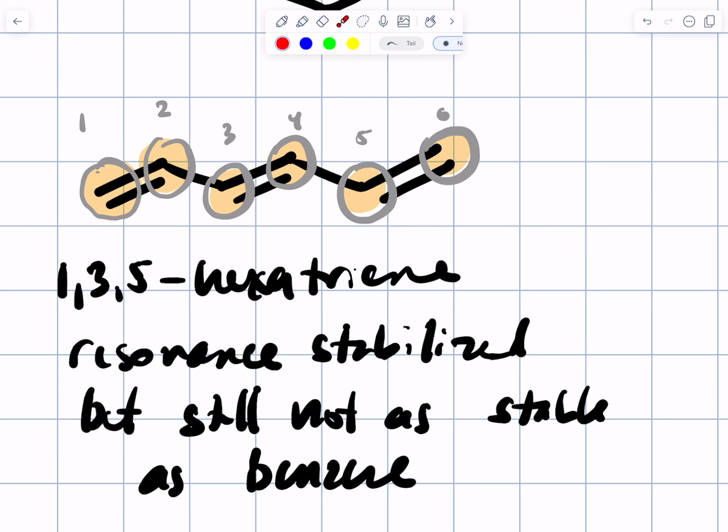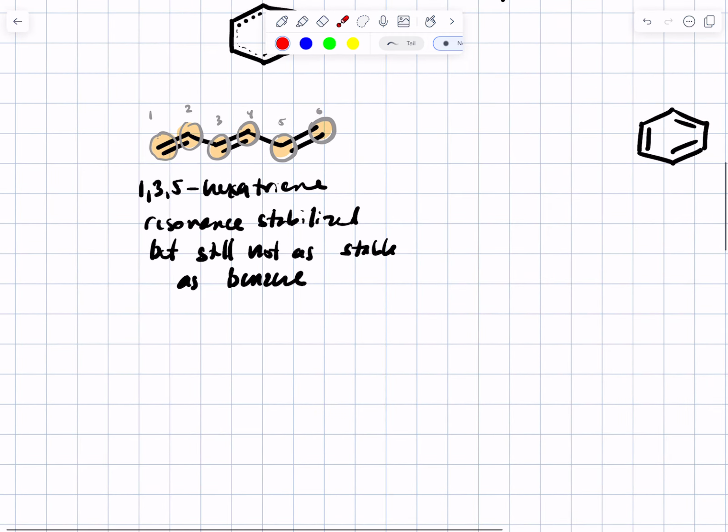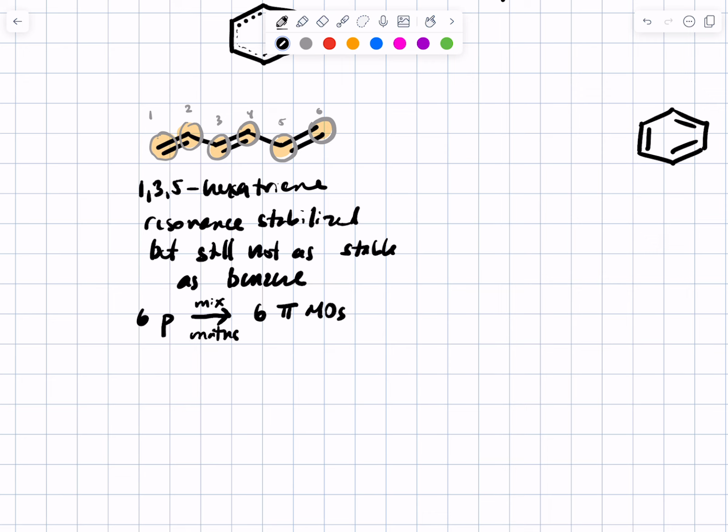Here's the jump. 2 and 3 are also adjacent to each other. And 4 and 5 are also adjacent to each other. When you have a string of p orbitals all on adjacent atoms, and they all line up with each other in parallel, that's called conjugation. And you learned about that in 351. When conjugation happens, the math of MO theory allows us to take the 6 p orbitals that are lined up together and mix them together to get 6 new pi-type molecular orbitals out.